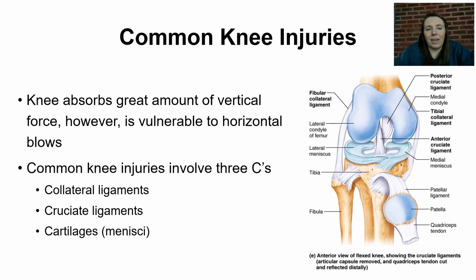So the knee absorbs a really great amount of vertical force, but it is vulnerable to horizontal blows. So vertical force up and down is perfect. It's perfectly situated for that, but it is vulnerable to this lateral hit from the side injury. And so common knee injuries usually involve 3 C's. They involve collateral ligaments, cruciate ligaments, and cartilages, specifically menisci. So collateral ligaments, that's your LCL and your MCL. Cruciate ligaments, that's your ACL and your PCL. And then your menisci, your medial and lateral menisci.